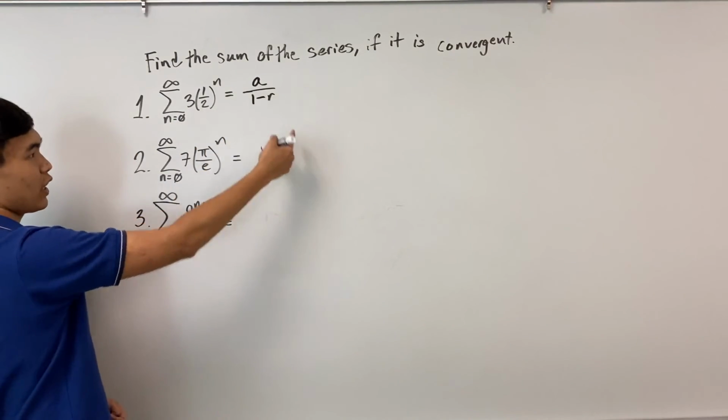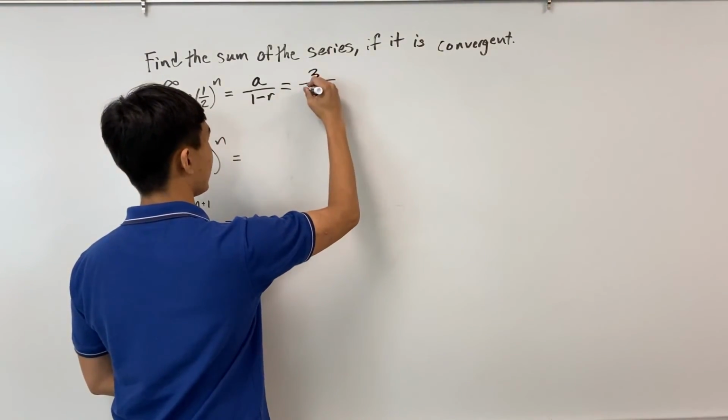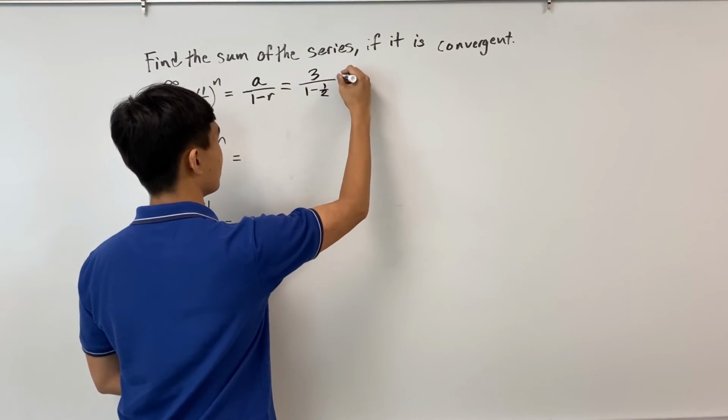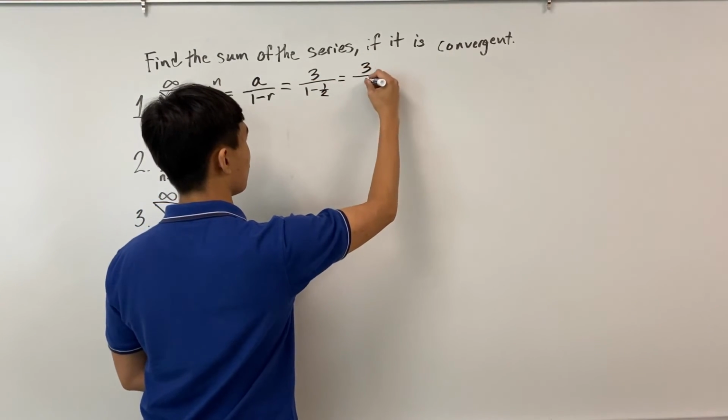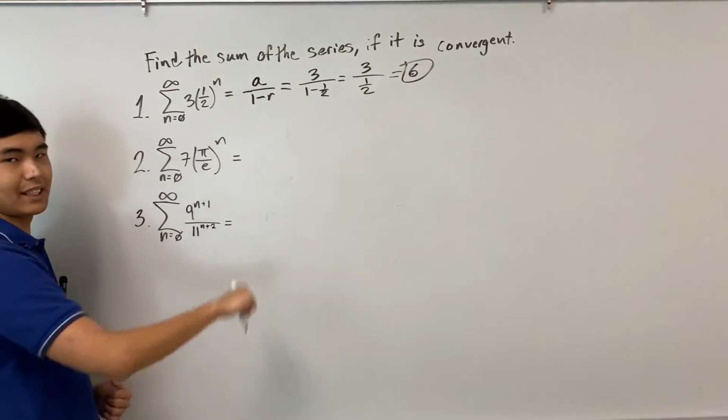So the formula is a over 1 minus r, and in this case a is 3 and our r is 1/2. So this is 3 over 1/2, which is 6. And that's the sum of the series.